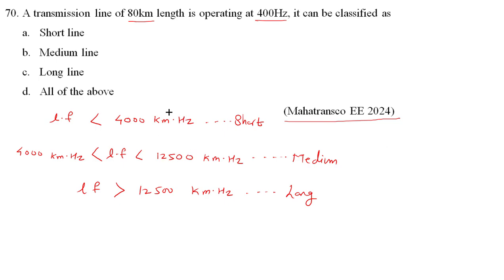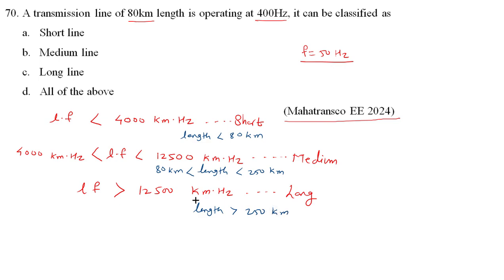So from where have we got this figure? Basically, if we assume frequency as 50 Hz and if line length is less than 80 km, then it will be a short line. So if you multiply 80 into 50, it will be 4000. For medium, line length is greater than 80 km and less than 250 km, then it will be medium. So 250 into 50, that will be 12,500. And if line length is greater than 250 km, then it will be long.